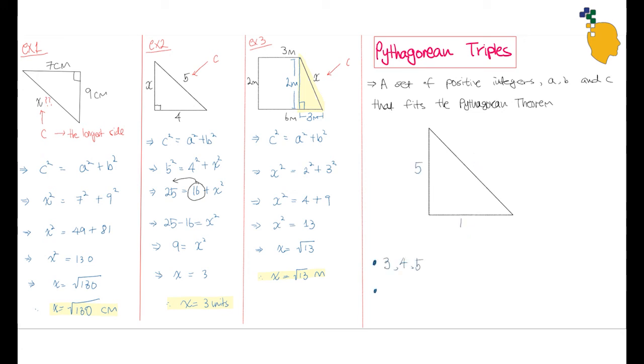The second one is 5, 12, 13. Third one is 7, 24, 25. Next one is 9, 12, 15. And the last one is 8, 15, and 17. It's very useful to memorize because it comes out in math questions quite often.